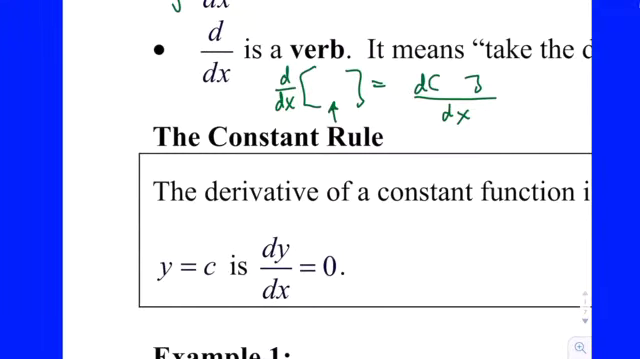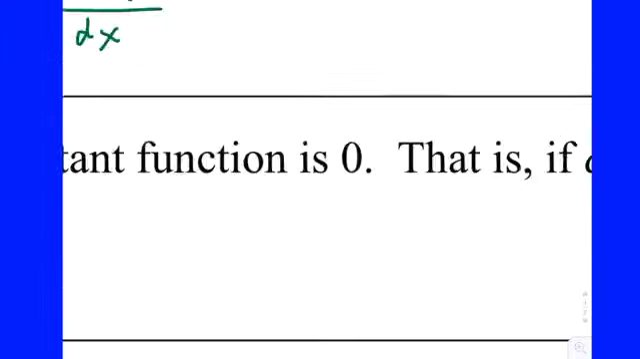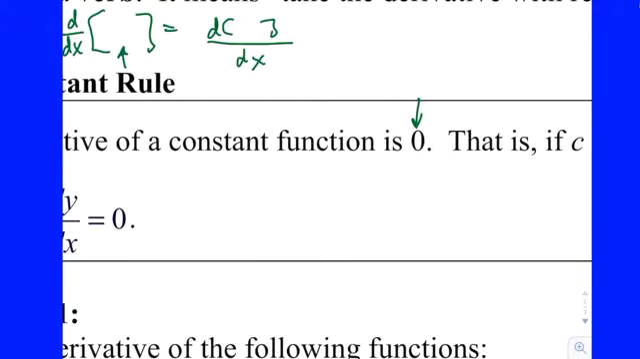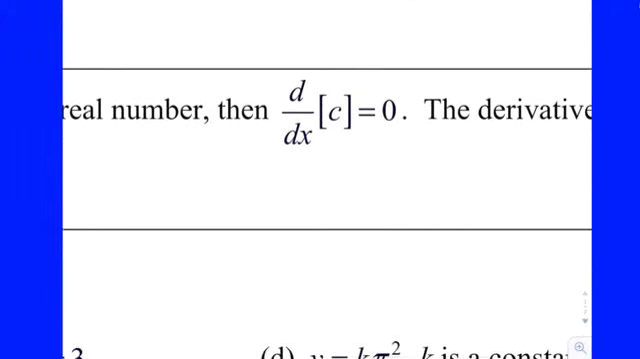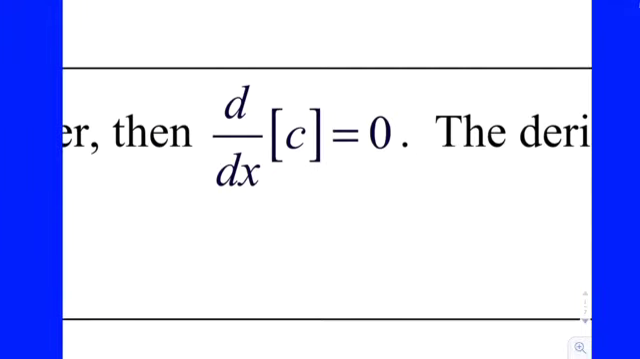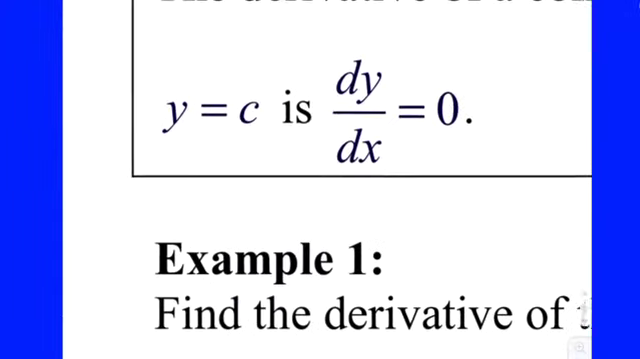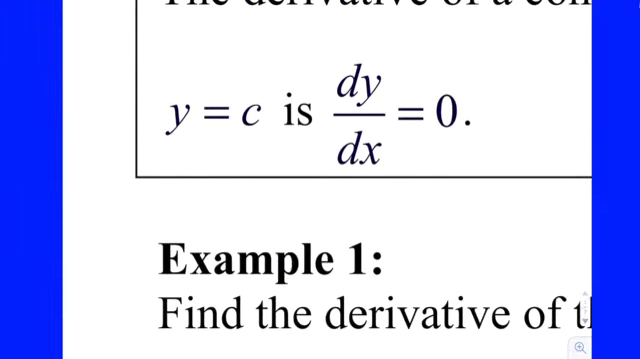Ready for it? First rule of the day. The derivative of a constant function is what? 0. It's nothing. The derivative of a constant is 0. That is, if c is a real number, then here's the verb format. The derivative with respect to x of c, or the derivative of c with respect to x, either way, is 0. There's the verb form. The derivative of a constant is 0. Here's another way to do it in the noun form. If y equals c, then dy/dx is 0.